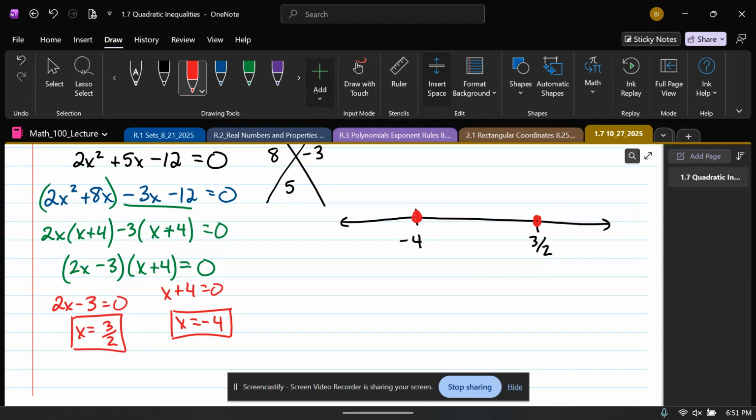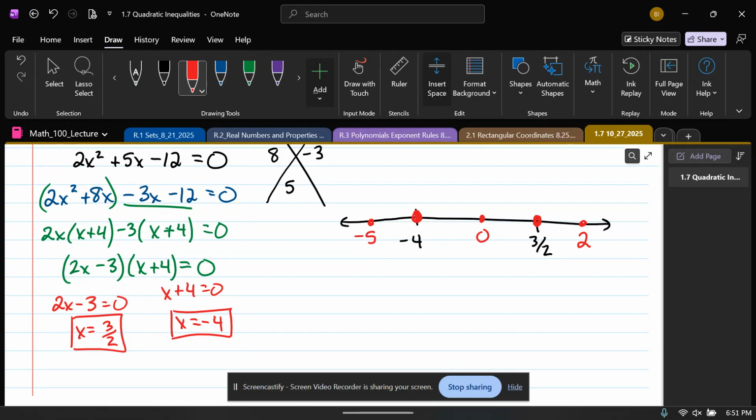So now we're going back to the inequality, and now we're doing the test zones. We got 3 test zones for this. So we're picking a number to the left of negative 4. I'd go negative 5. I'd go 0, and I'd go 2. That would be my 3 numbers that I'm testing.